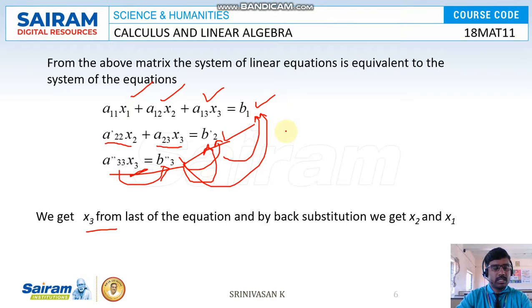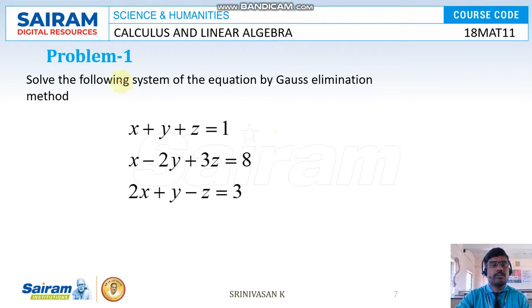So by using this method, we can easily find the value of the unknown variables. Okay, now we'll discuss the first problem. The question is: solve the following system of equations by the Gauss elimination method.